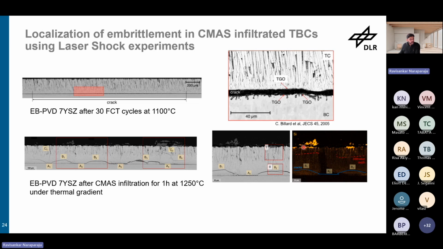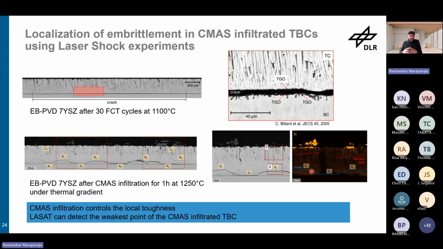And then if we closely observe, there are B-type cracks and A-type cracks. The B-type cracks were not exactly at the interface but at a distance, and for the A-type cracks, where there was no infiltration, as you can really see here, the A-type cracks are at the interface. So wherever there was no CMAS infiltration, the cracks were forming at the interface. Wherever there was infiltration, and depending upon the infiltration depth, the cracks are moving up and down. So that gives an idea that CMAS infiltration obviously controls the local toughness, but this LASAT, the laser shock method, can detect the weakest point of the CMAS infiltrated TBC.